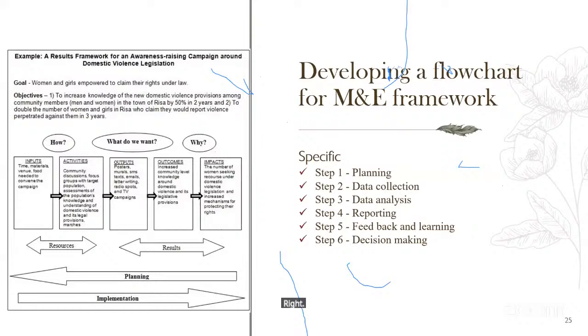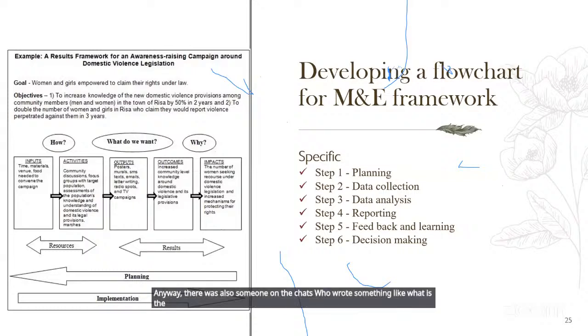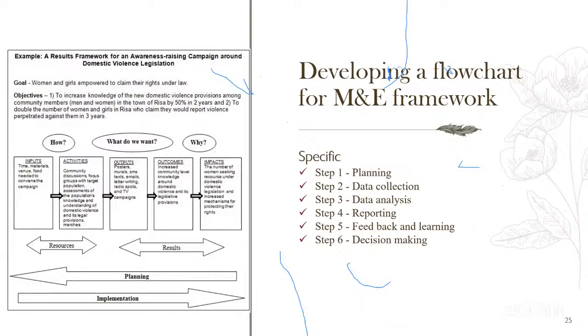You asked the second question. I think I missed that one. Anyway, there was also someone on the chat who wrote something like, what are the current African adaptation and resilience measures in agriculture, in reference to climate change, etc.?